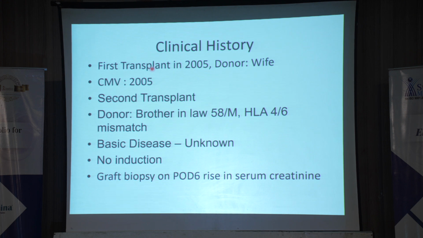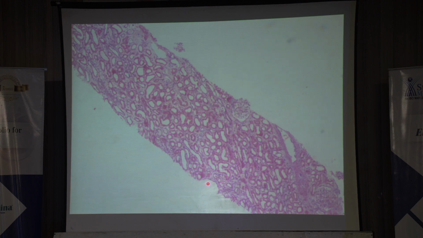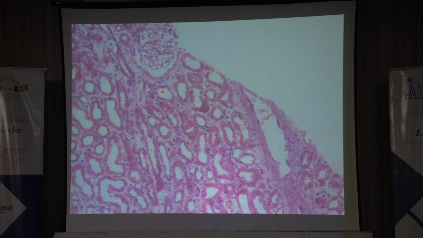So I'll show you 3-4 cases. So this was a patient, first transplant done in 2005 from the wife, CMV in 2005, second transplant done, brother-in-law. This was an HLA mismatch, basic disease was unknown, no induction was given. Graft biopsy on POD6, there was a rise in serum creatinine. So this was a biopsy and it showed practically very minimal interstitial infiltrate.